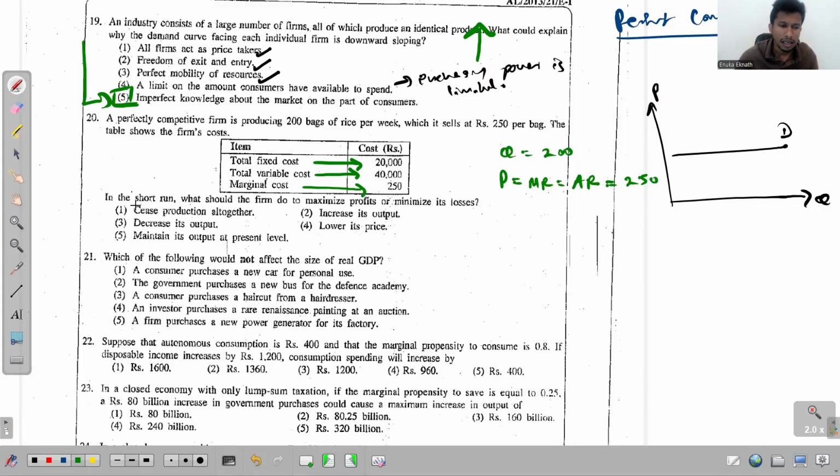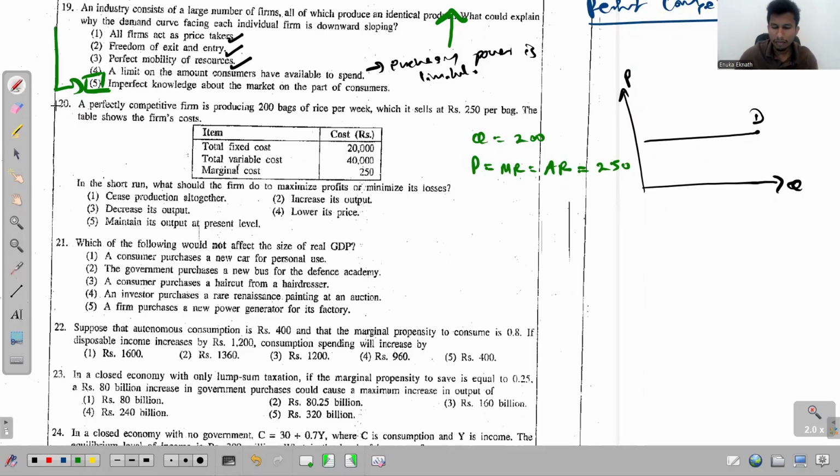Right. And then by giving all this information, they ask, in the short run, what should the firm do to maximize profits or minimize its losses? All right. So we can decide on that by looking at the marginal revenue and the marginal cost, right? By looking at the marginal revenue and the marginal cost.